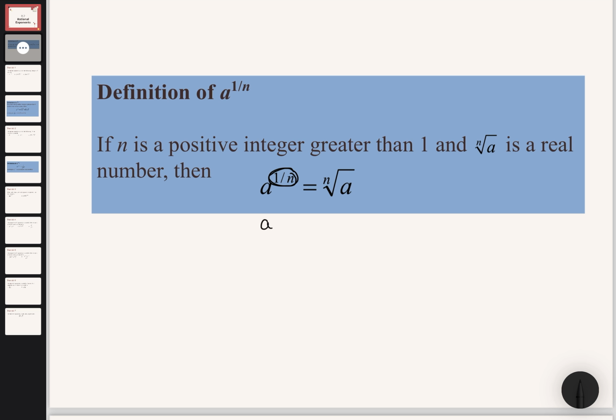So if you have a to the 1/2, that's the same thing as the square root of a. If you have a to the 1/3, that's the same thing as the cube root of a, a to the 1/4, on and on and on. These are equivalent ways of writing, okay? And sometimes it's more helpful to use one than the other. So it's good to know how to go back and forth between these two.